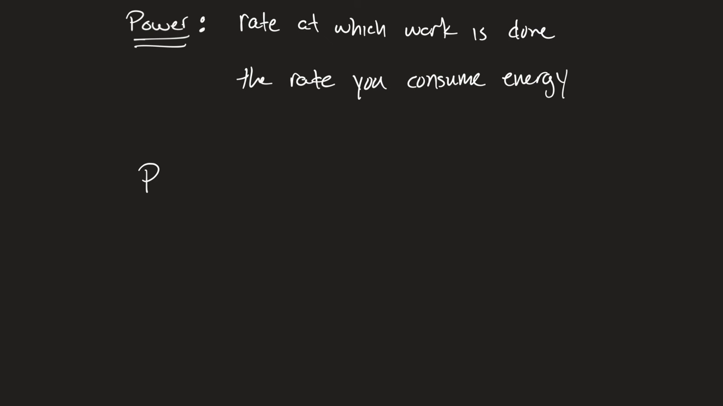There's three different ways I can write power. There's the algebra way, which is work over time, or energy over time. But we're talking about the consumption or change in energy, not just how much energy you have. So this should be like a delta energy. The units are going to be joules per second.